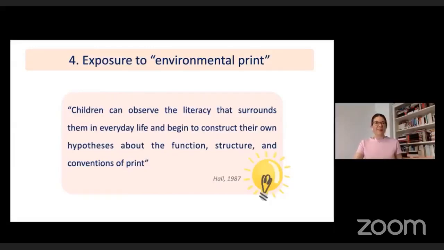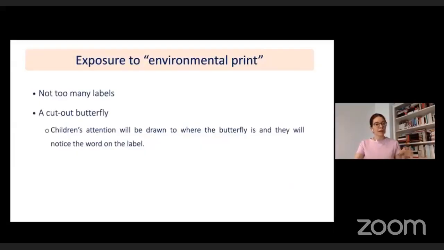do not label everything at once. So label a couple of things. And what I suggest is you could have a cutout butterfly and move it around the labels. So this way children's attention will be drawn to where the butterfly is, and they will notice the word on the label. Because otherwise it's like, you've labeled everything, you have those beautiful labels, and nobody pays attention to them.